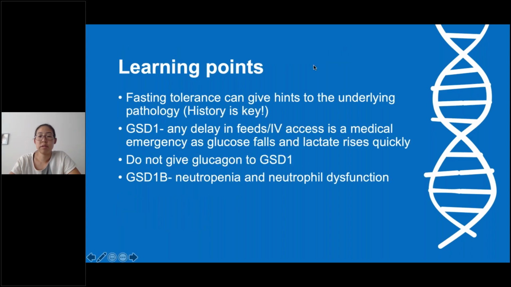So learning points: fasting tolerance can give hints to underlying pathology. Again, history is key. In GSD1, any delay in feeds or IV access is a medical emergency as your glucose will fall and your lactate will rise. Do not give glucagon to GSD1, even if they're hypoglycemic. And in GSD1B, you usually get neutropenia and neutrophil dysfunction. So if you see these children and let's say there's a skin infection or something, I would have a lower threshold for giving antibiotics to them.